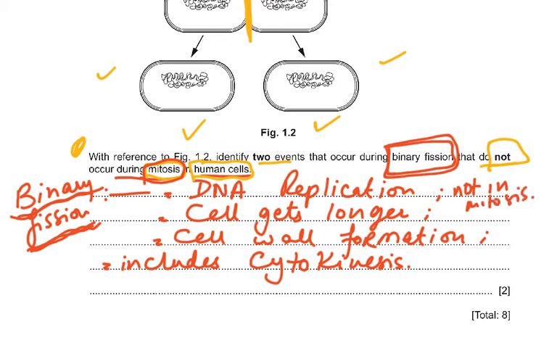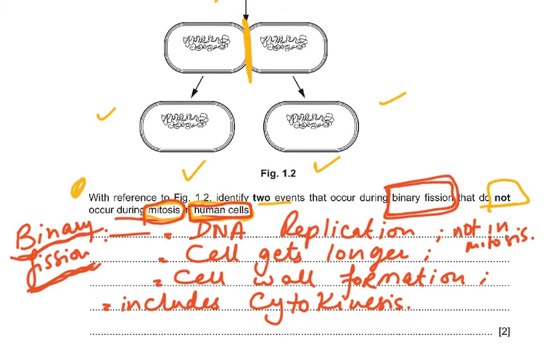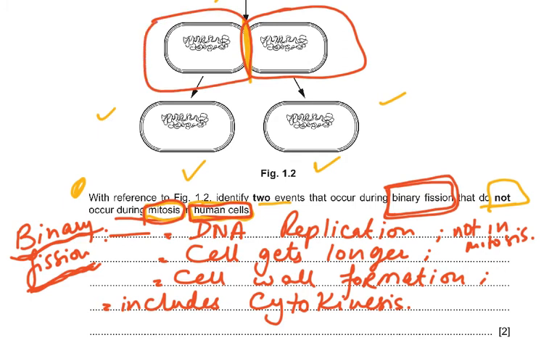Cells get longer here, not in mitosis. Cell wall formation, not in mitosis in human cell. There is no cell wall in humans. And here there is cytokinesis. Here there is this cytokinesis. This goes separately, this goes separately. So this is cytokinesis, while in mitosis there was no cytokinesis. I just revised that with you. Cytokinesis is a separate part. It wasn't part of mitosis.